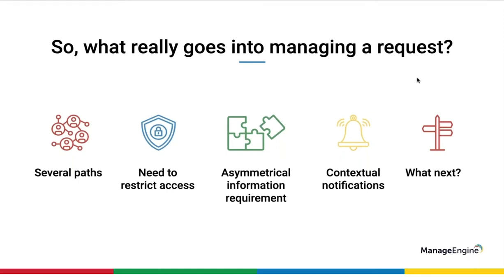Third challenge is asymmetrical information requirement. Currently, we collect maximum information with the use of request templates. So when a user wants to submit a request, he has to fill in the entire form. He has to provide all the required details. But at times, we may have to collect that information during the course of processing the request. So we may have to collect data at various points.